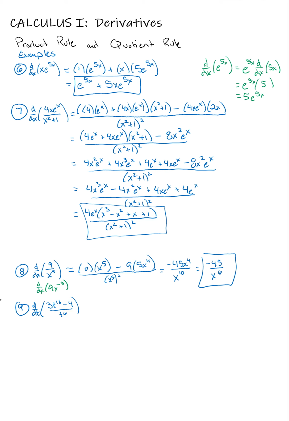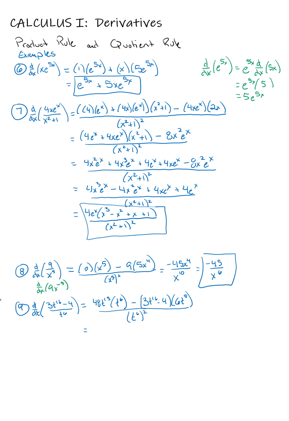So, to begin with, we start by taking the derivative of the numerator. Well, in the numerator, the derivative of 3t to the 16th, that is, what, 48t to the 15th? And the derivative of 4 is just 0. So we take that, we multiply it by the denominator minus the first one, the numerator, 3t to the 16th minus 4, times the derivative of the denominator. Well, the derivative of t to the 6th is 6t to the 5th. And all of this is over that denominator squared.